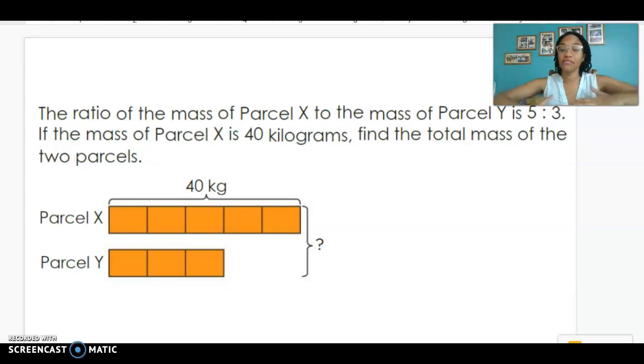Now the problem asks us to find the total mass of the 2 parcels. So I need to count up all of the orange boxes because that will give me the total. Okay, so I found 1 orange box is equal to the mystery number that I'm not telling you. And now you're going to need to multiply that mystery number by 1, 2, 3, 4, 5, 6, 7, 8. Okay, 8 units at a rate of whatever you got for the first unit. When you multiply that, you will get the mass in kilograms of the entire set of 2 packages.